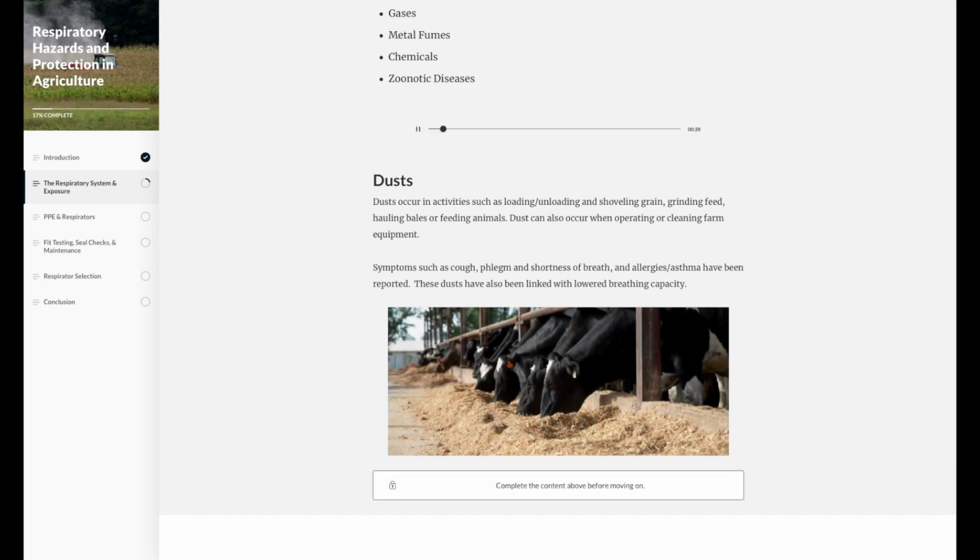Dusts occur in activities such as loading or unloading and shoveling grain, grinding feed, hauling bales, or feeding animals. Dust can also occur when operating or cleaning farm equipment. Symptoms such as cough, phlegm, and shortness of breath, and allergies or asthma have been reported. These dusts have also been linked with lowered breathing capacity.